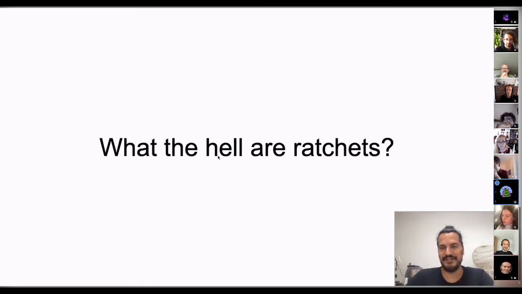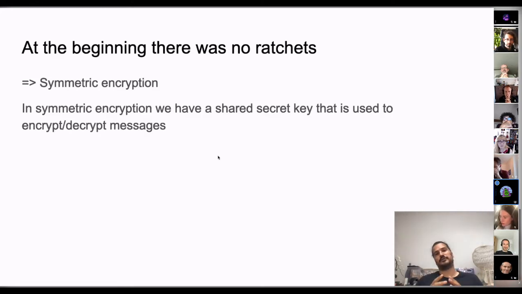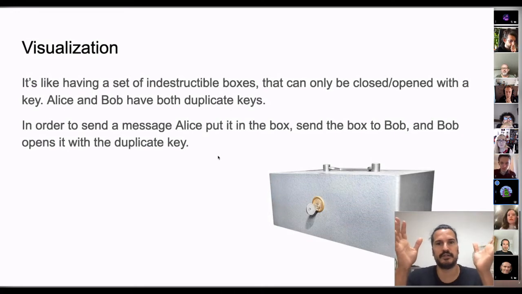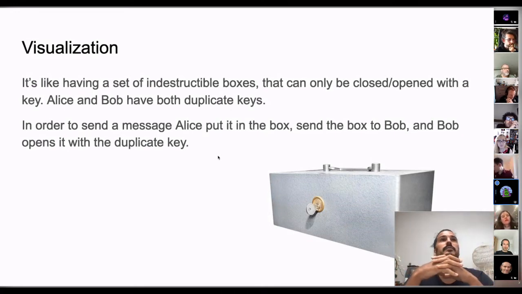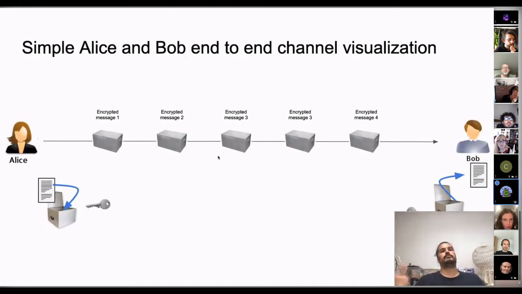But of course, what the hell are ratchets? I will explain that. At the beginning, there were no ratchets. It was just plain symmetric encryption. In symmetric encryption, we have a shared secret key that is used to encrypt and decrypt messages. It's pretty easy to visualize. We have a set of indestructible boxes that can only be opened and closed with the key. Alice and Bob both have duplicate keys. If Alice wants to send a message to Bob, she puts the message in the box, closes it, and sends it via mail, and then Bob on the other side can open it. And no one in the middle can open it.